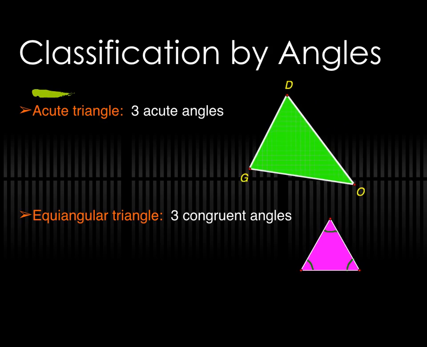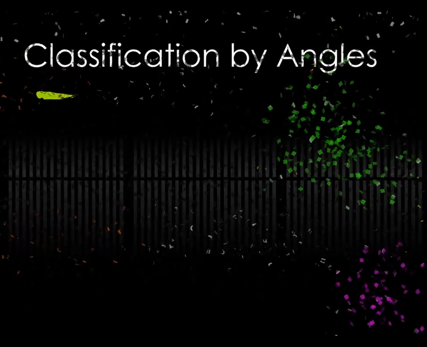What was the first one? Acute. Excellent. Obtuse. Excellent. So right. So we got right, obtuse, acute, equiangular. Did we miss any? No. Straight. Acute, equiangular.